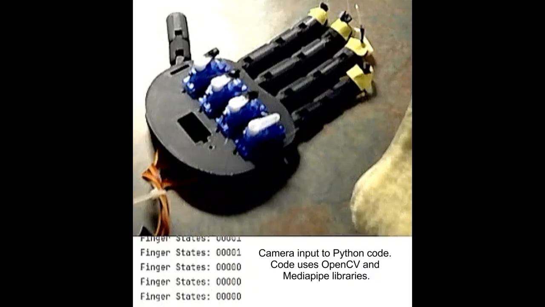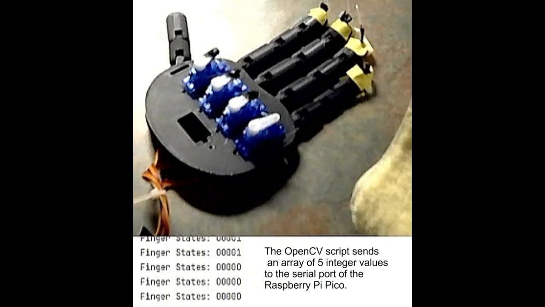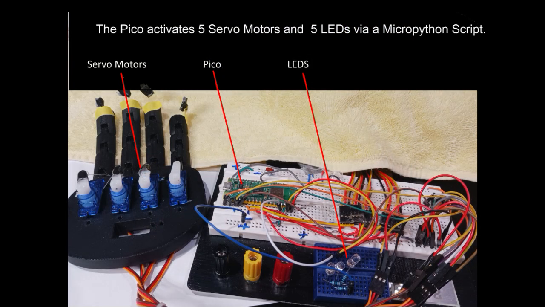The camera delivers video input to Python code using OpenCV and Mediapipe libraries. The code generates an array with the states of each finger, either up or down. The OpenCV script sends an array of 5 integer values to the serial port of the Raspberry Pi Pico. The Pico activates 5 servo motors and 5 LEDs via a MicroPython script.